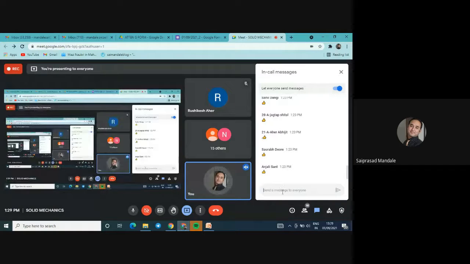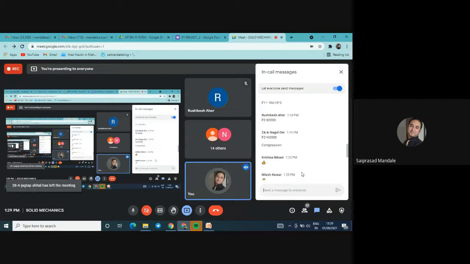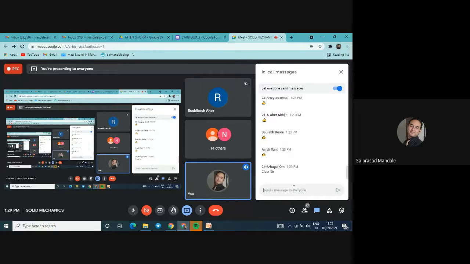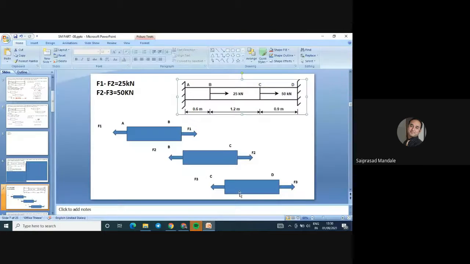If you understood this concept, application of force, resolution of forces and free body diagram, please tell me, give your thumbs up or write in the chat box clear, sir. If no, then you can unmute and ask me. Oh, okay, thumbs up and clear. Okay, good. So tough work I have given to you. Tough work is already done.